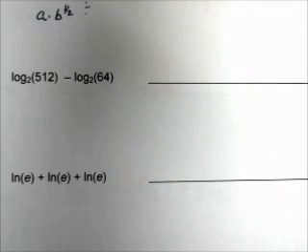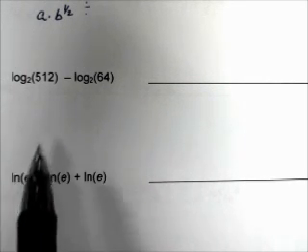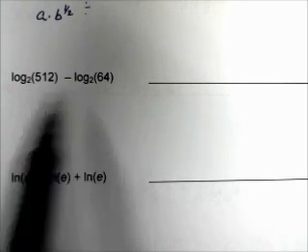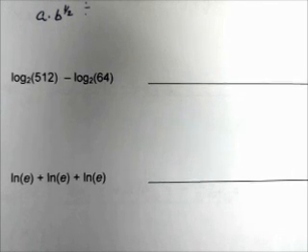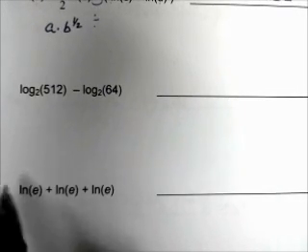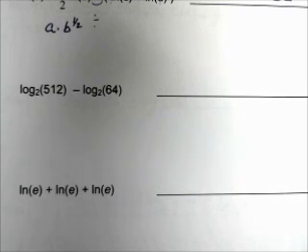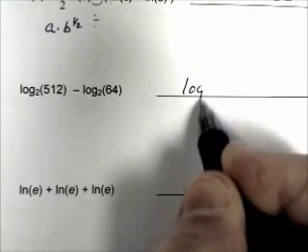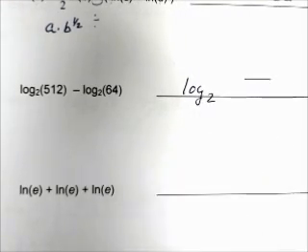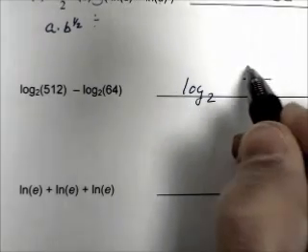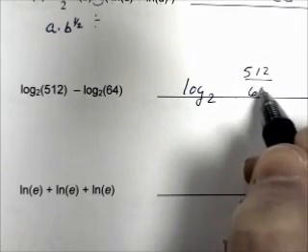Number 5. We have log base 2 of 512 minus log base 2 of 64. Okay. Well, let's see. Subtraction in expanded form meant we had division. So this would be log base 2, draw my fraction bar for division, of 512 over 64.